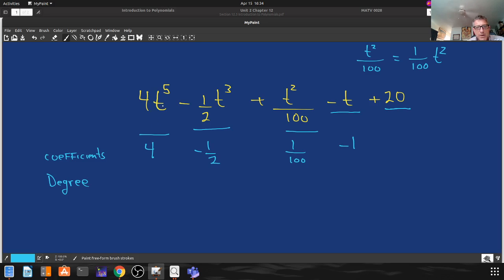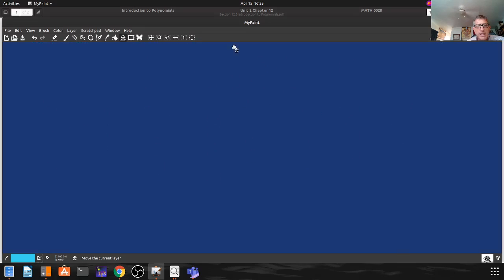Now let's look at the degree. The degree on the t to the 5th term is 5. The degree on the t cubed term is 3. The degree on the t squared term is 2. The degree on the minus t term is 1. And the degree on the constant term is 0. So that takes care of the case when our polynomial is in a single variable.